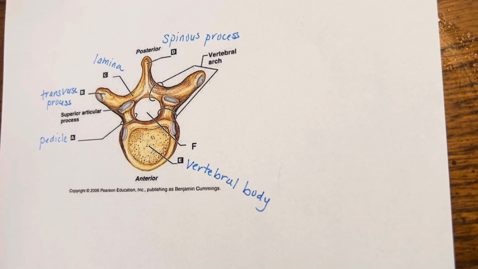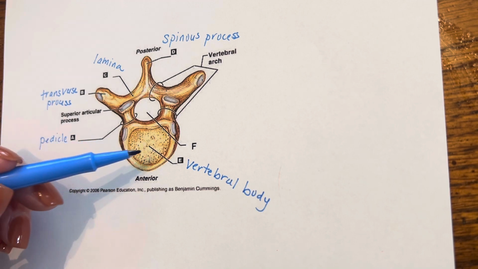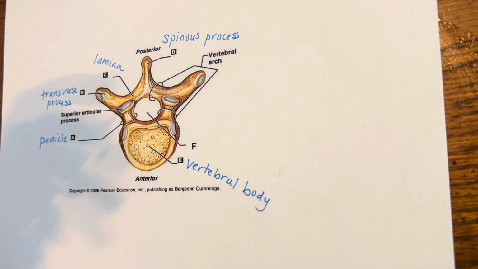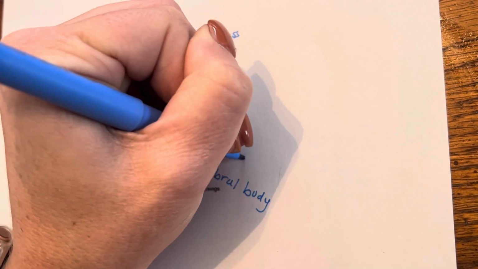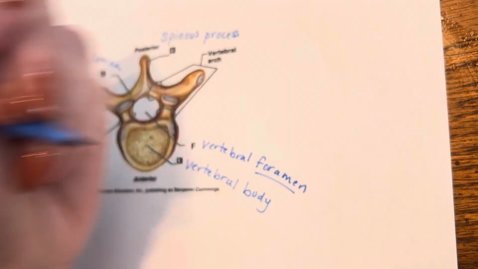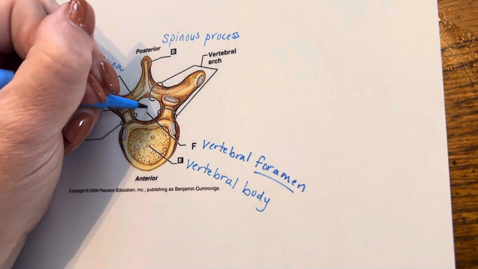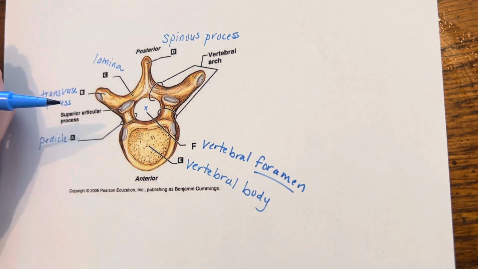So some of them are not really weight bearing, but when you get down into, this looks like a very typical lumbar vertebrae down here. This is going to be much bigger. And then F is pointing to the vertebral foramen. And that word foramen just means hole. So that would be here, and that is where the spinal cord is going to go through.